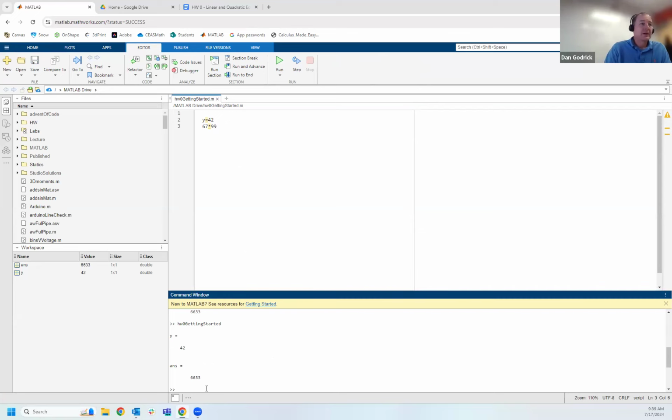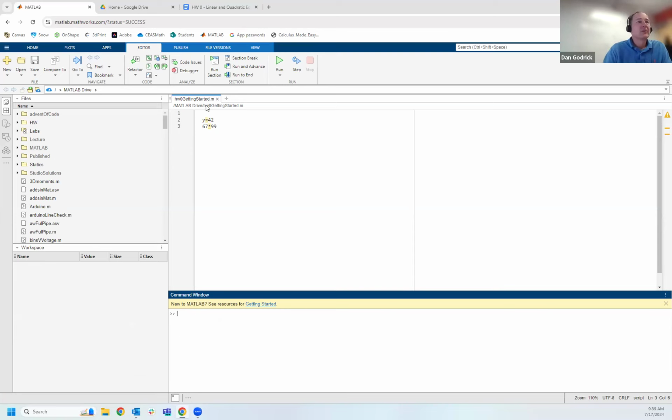Now, if you want to clear your workspace, you can say clear all. Boom. That clears all your variables out of your workspace. If you want to clear the command window, clc. Oh, look at that.